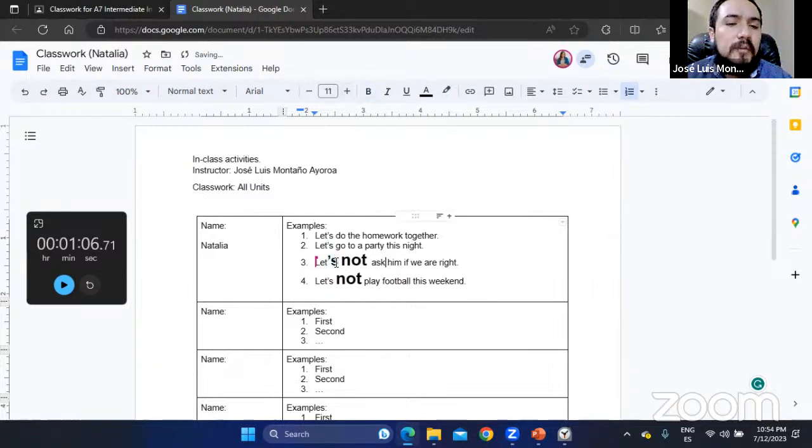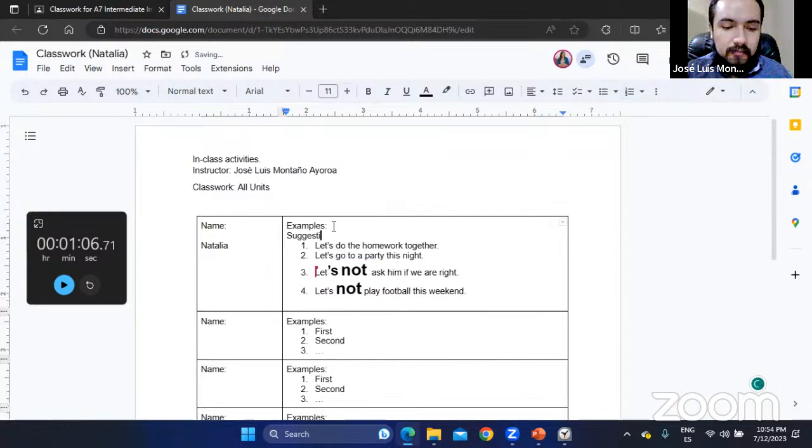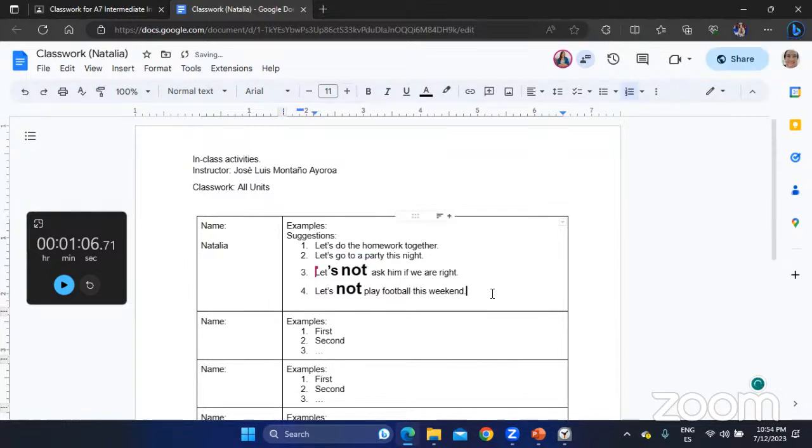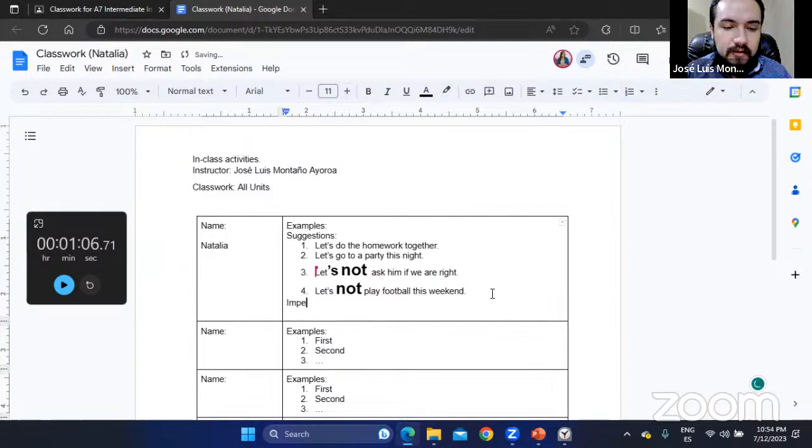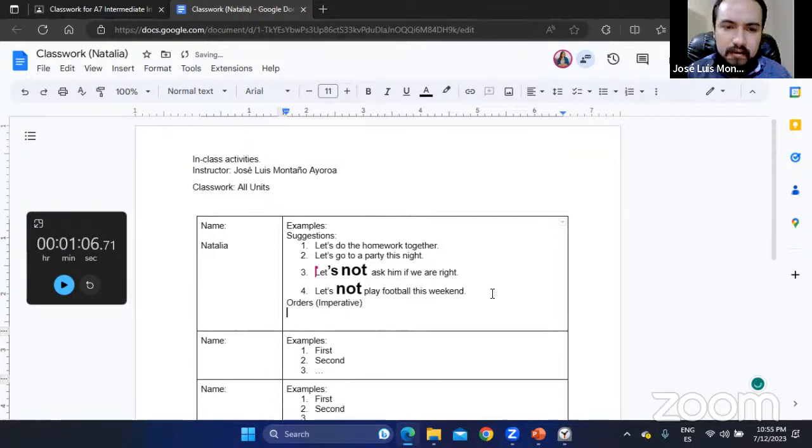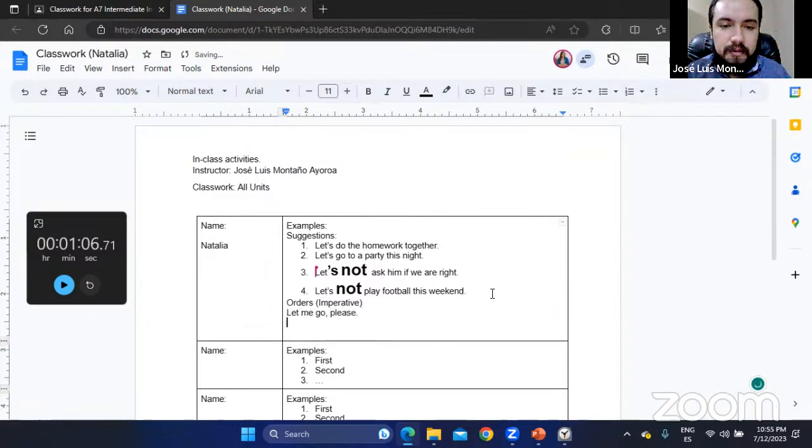If you don't use apostrophe s, "let" is only imperative. If you change the negative to "don't," it is also imperative. So all of these are suggestions. And here, for example, we have orders that are imperative. Here you can say, "Let me go, please." Or "Let them stay tonight."